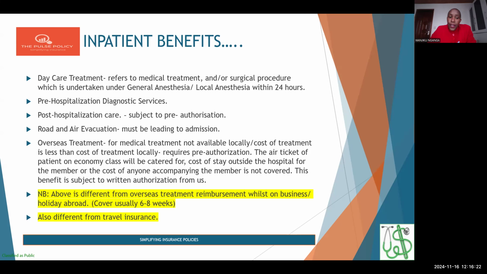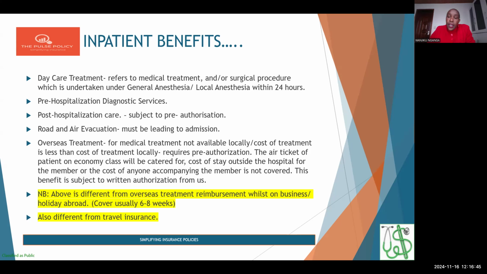Now, this is very different from when you are going on holiday. For example, you're traveling maybe to the US, to the UK, Europe, Schengen countries, and you're going purely on holiday. You're not going out for treatment. You're just going for holiday, and you're not sick. And God forbid, when you're out there, you get sick. So this treatment is going to be on reimbursement.